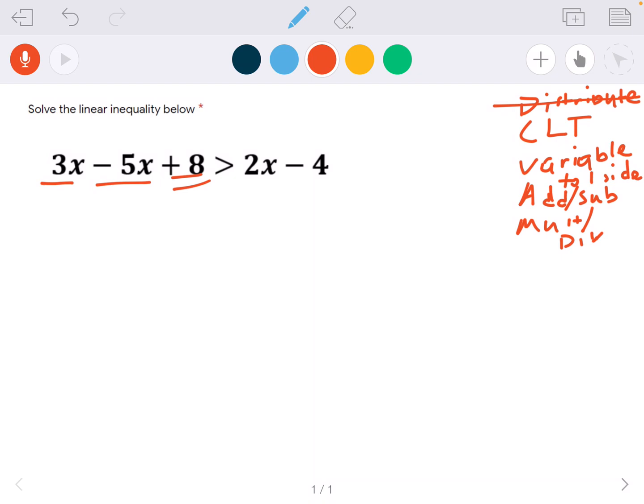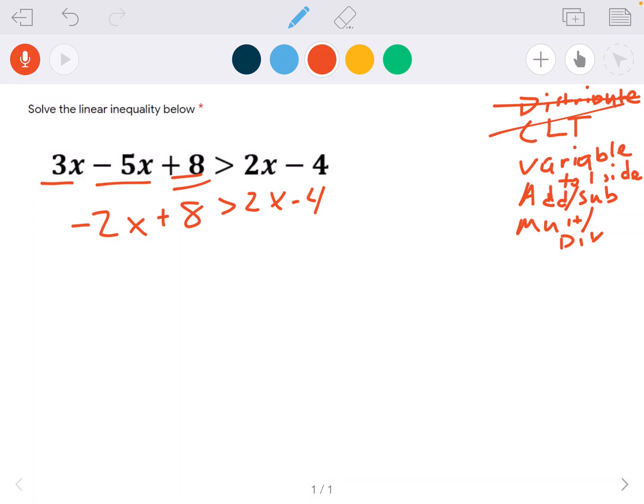So 3x minus 5x, 3 minus 5 is negative 2. And then make sure to just rewrite everything. On the right side of the inequality problem, I don't have any like terms. I can't combine 2x minus 4, so I'm good with combine like terms. The V stands for variable to one side. I can't have my variable on both sides. I need it on one side. I'm solving for that variable.